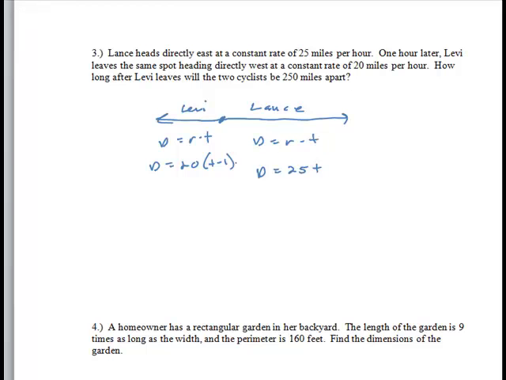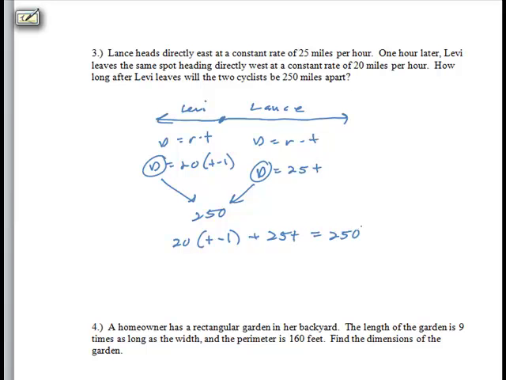The last piece of information in the problem is that we want to figure out how long it takes for them to be 250 miles apart. So these two distances that they travel must add up to 250. So the first distance we know is equal to 20 times t minus 1. The second distance is equal to 25t, so if we add those two distances together, they should equal 250 miles. When we sketch it out, we see that it's a linear equation which we can solve.